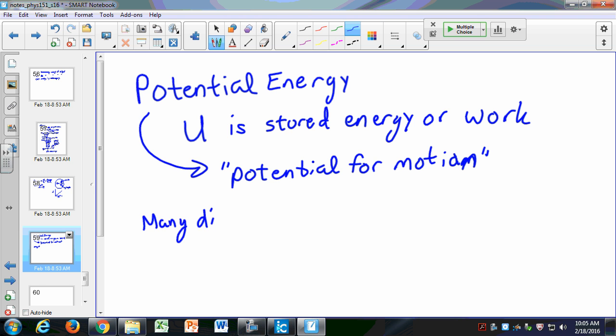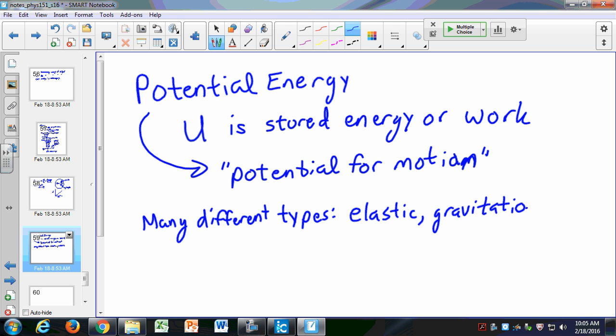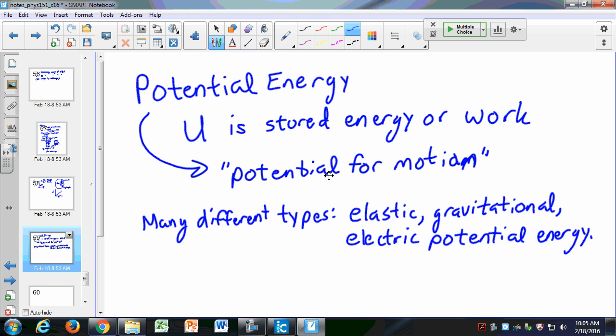The book goes into this a bit. They include elastic, like a rubber band, gravitational, and electric potential energy. We'll get into this in one of our last chapters. But if I have charges that are near one another, they have the potential for motion. Because, for example, if I bring two charges together, they'll either attract or repel one another.